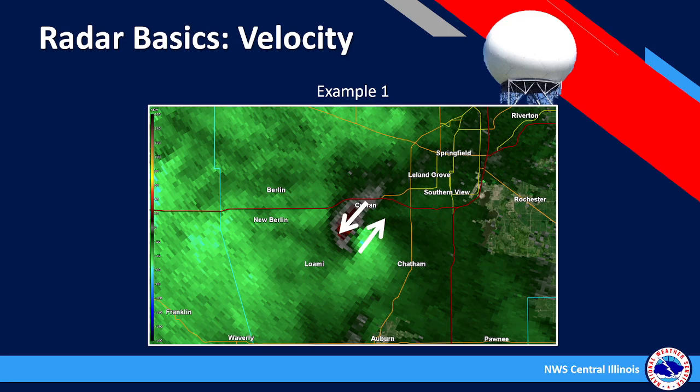When these two extremes show up right next to each other, it typically signifies a rotating storm, potentially tornadic. However, this is not always the case.